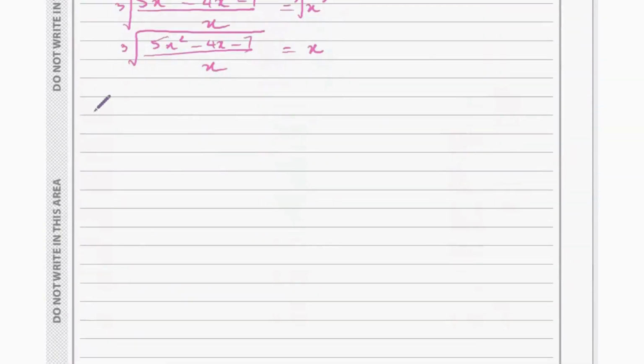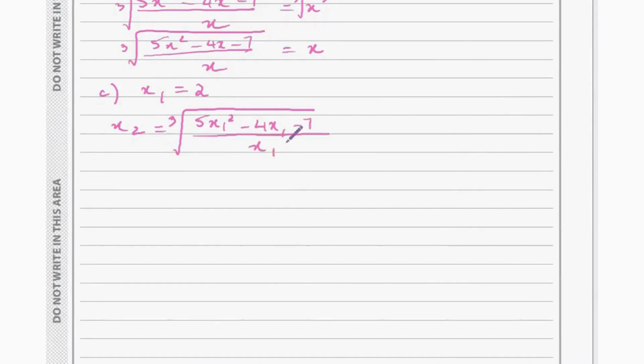So since they've given us the value of x1, x2 is going to be the cube root of (5 x1 squared minus 4 x1 minus 7) over x1. So replace x1 with 2, which gives us 2.1179. That is your answer correct to 4 decimal places.